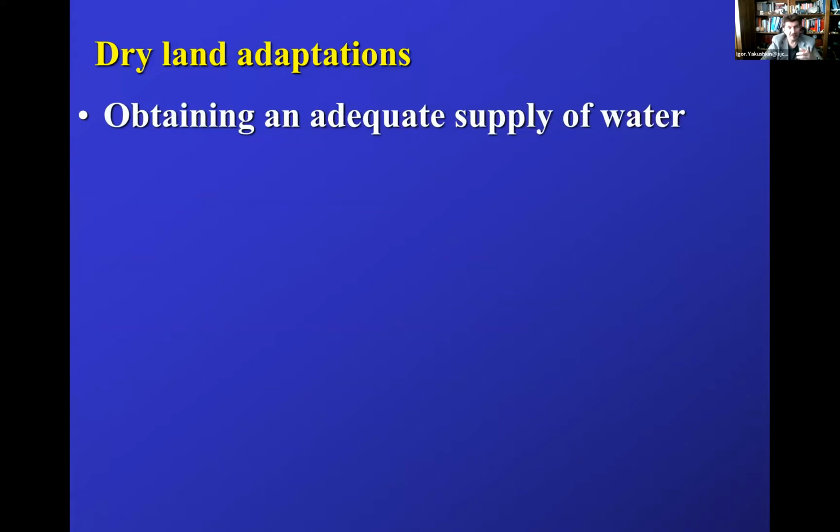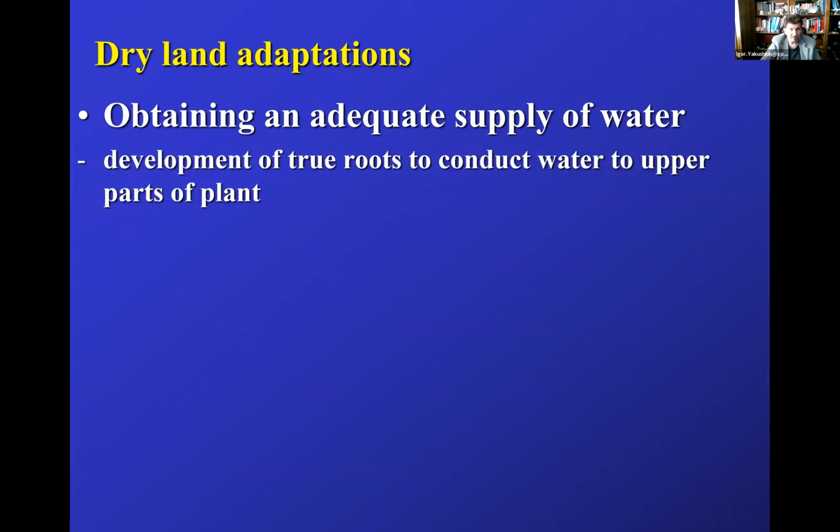So dry land adaptations will be on the test. Obtaining adequate supply of water and transporting it. This is why the vascular system is extremely important. Development of true roots to take the water out from the ground and send it to the shoots. This is where the photosynthesis usually takes place. Well, shoots and the leaves, etc.